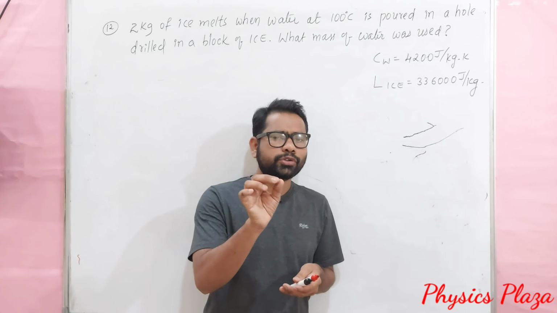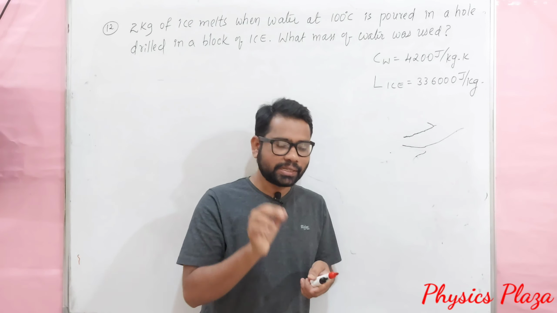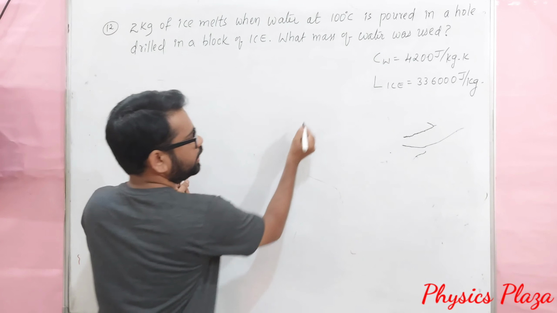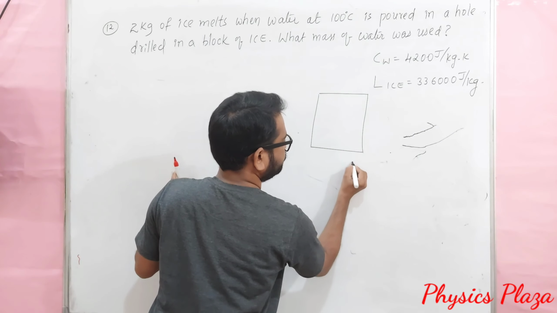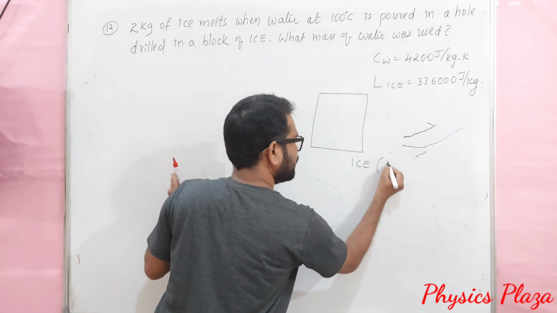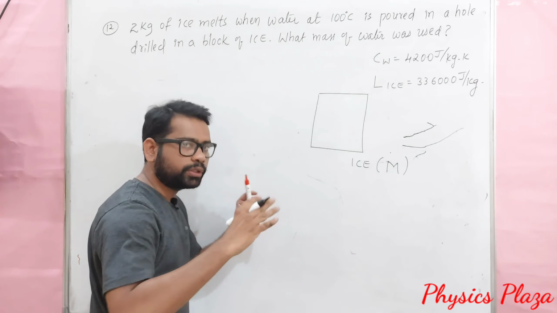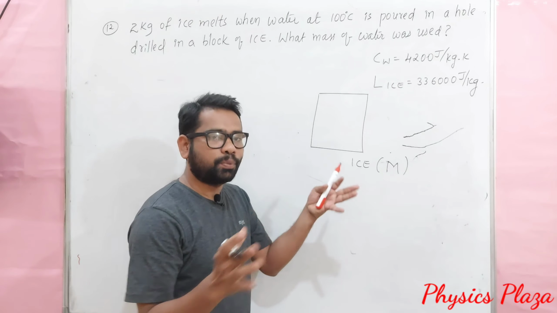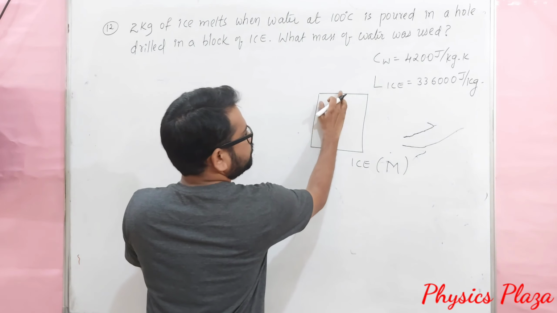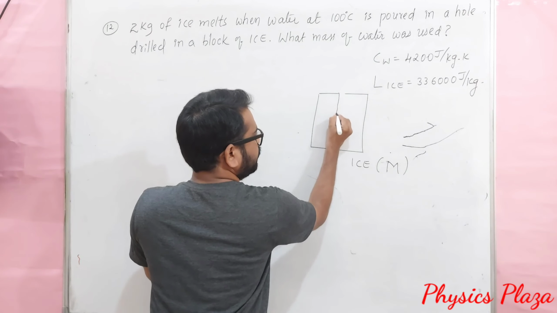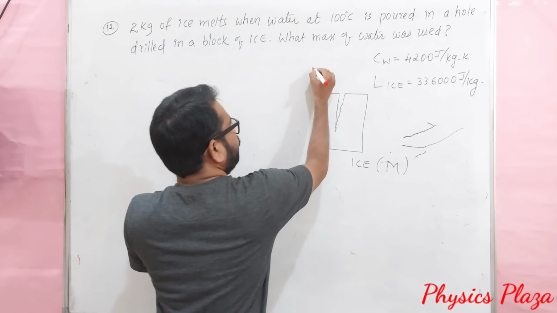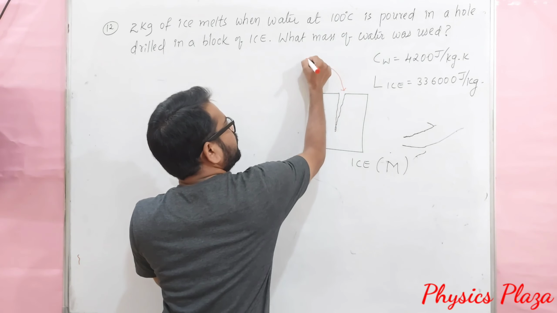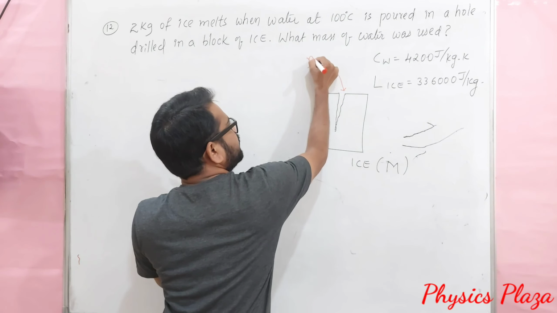Dear children, now we are going to solve a very simple and interesting question. Let us see what is actually given. Children, it is given that here is a block of ice. Let us say its mass is capital M. We don't know that. Capital M is the mass of the ice block. And they are saying that a small hole is made in this ice block, and water of mass M at 100 degrees Celsius is poured into this hole.